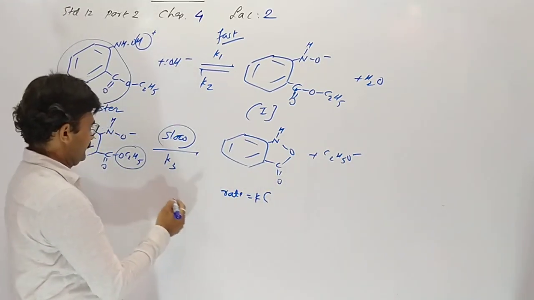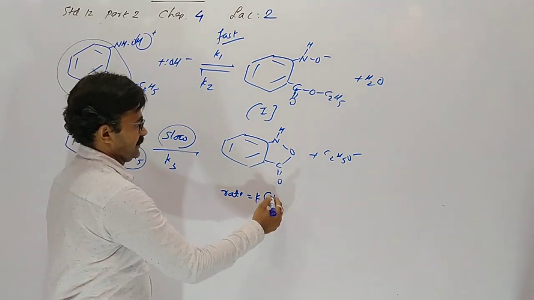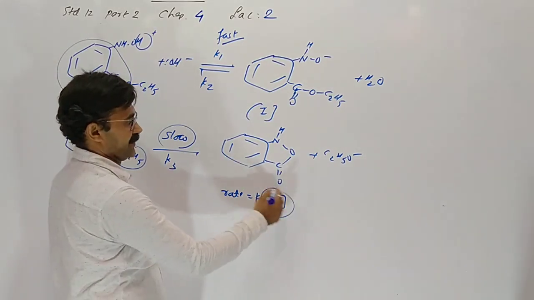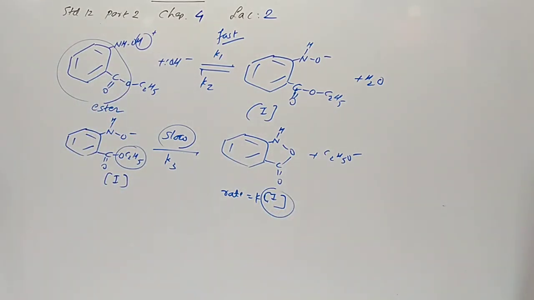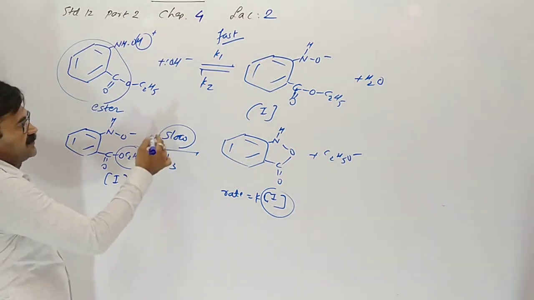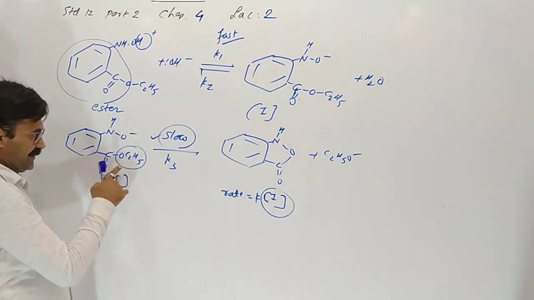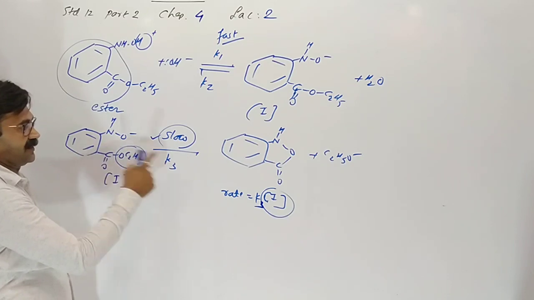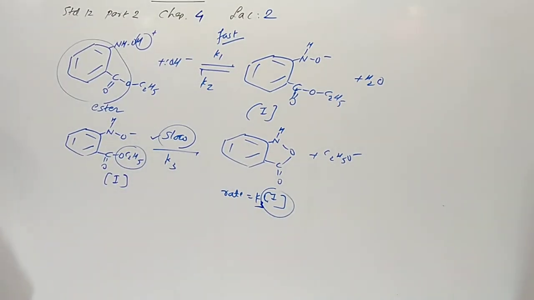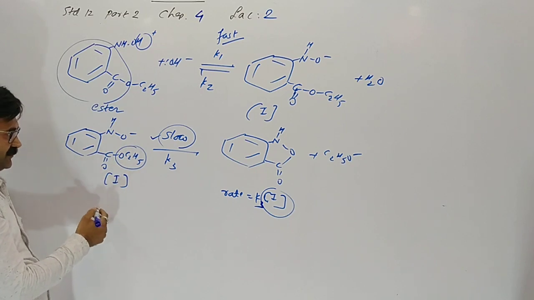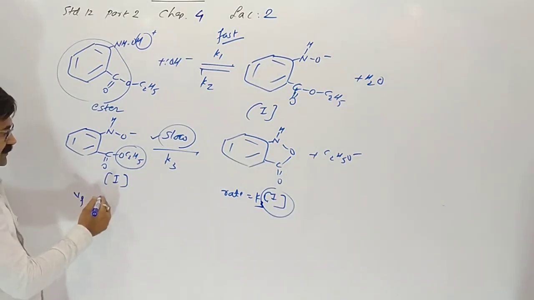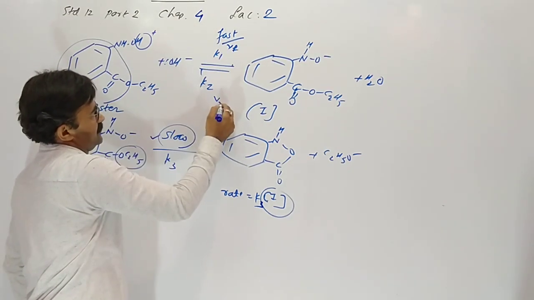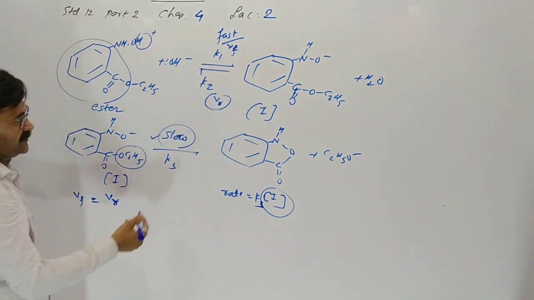So in the slower step, rate is equal to K into I, where I means intermediate. Now in this reaction we have to define the value of I, otherwise we can't get the proper answer. Which one is the slower step? This one. So rate equals K3 into I. So for getting the value of I from the first equation, at equilibrium, the velocity of the forward reaction and the velocity of the reverse reaction are both the same in a reversible reaction.